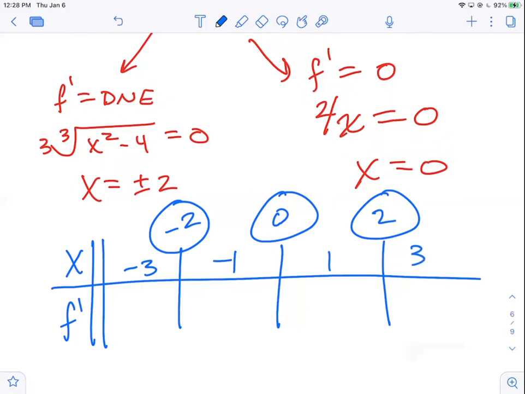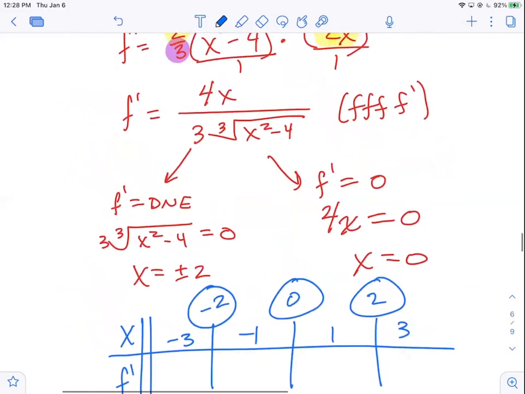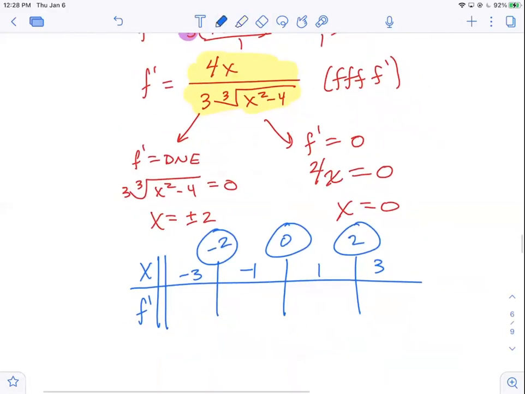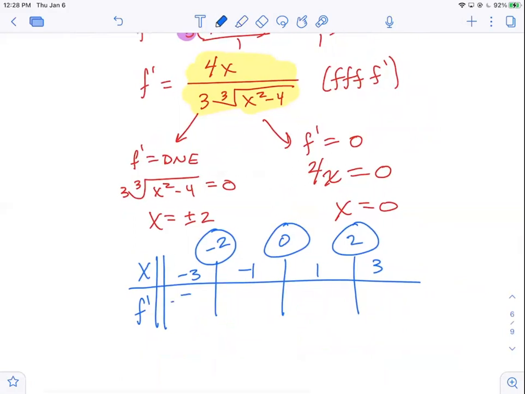Okay. And now we're going to plug those values back into the f prime and see what the sign is. Okay. So here we go. When I plug in a -3, I get a negative in the top. And if you don't want to remember that, just write down a negative divided by, what do we get in the bottom? Positive, right? -3 squared is 9. 9 minus 4 is a positive. The cube root of a positive is positive. Positive times 3 is positive. What's a negative divided by a positive? Negative. So we get a negative in that interval.